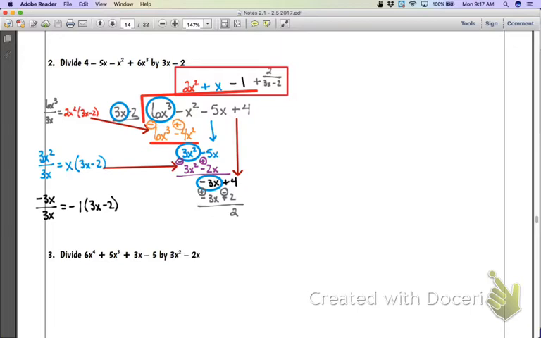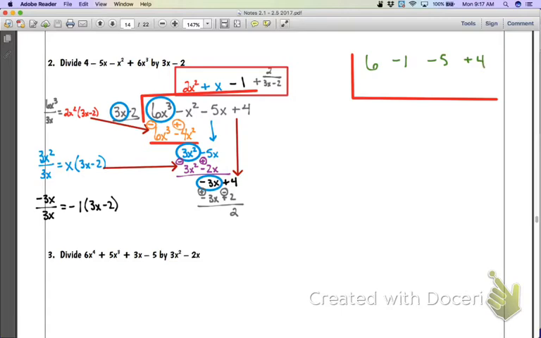Okay, so we can do this synthetically. If we do this synthetically, I'm going to still do everything the same way that I did before. I'm going to have a 6, a negative 1, a negative 5, and a positive 4.